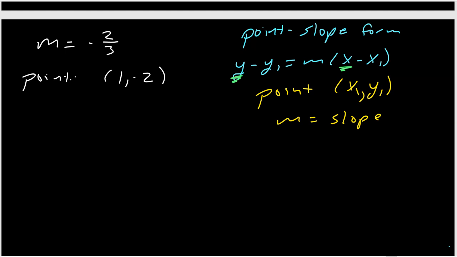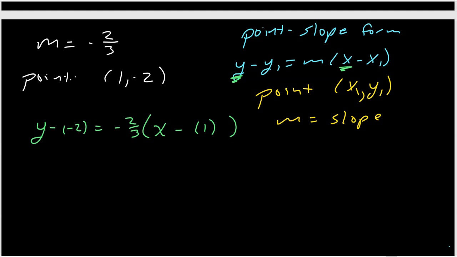But when we make that substitution, then we get y minus the y-coordinate of the point. Mine was given as a negative 2 equals the slope, negative 2/3 times x minus whatever the x-coordinate is. In this case, it's 1. And when I make substitutions, if you haven't noticed, I always put them in parentheses because you can't go wrong doing that, but sometimes you can mess up if you don't.